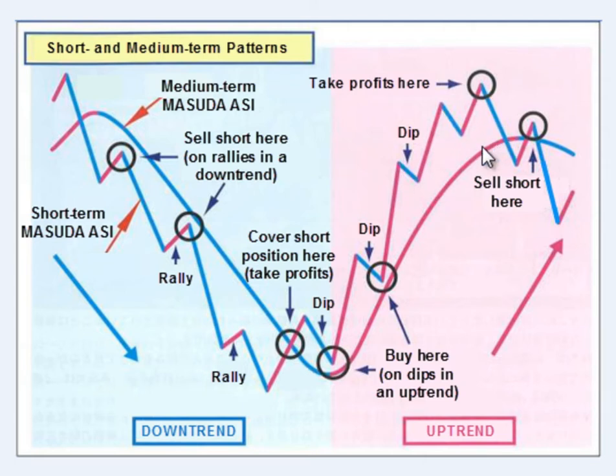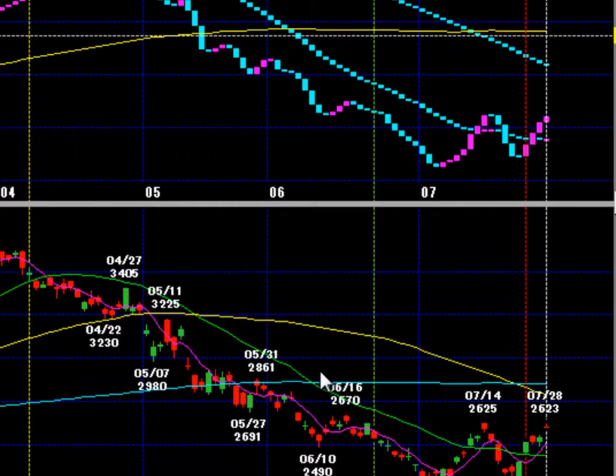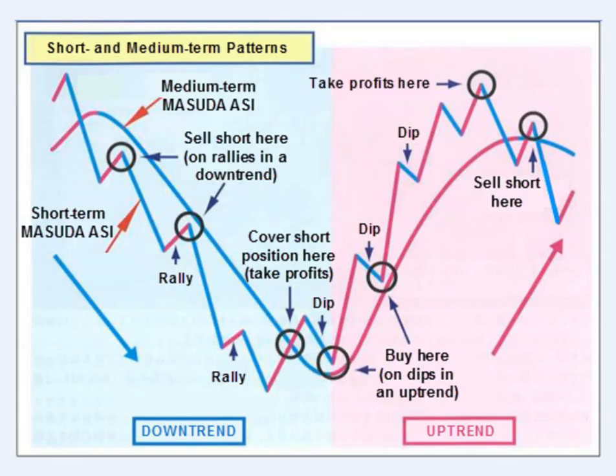So these are the two key points that I want you to remember today. The first of all is the color of the medium-term line. When the medium-term line is blue, you're in a downtrend, sorry. And when the medium-term line is pink, you're in an uptrend.